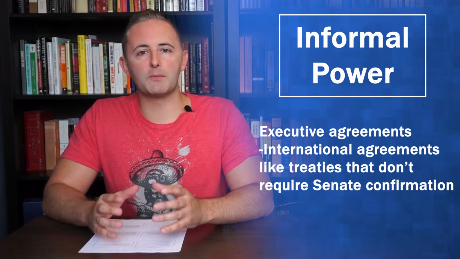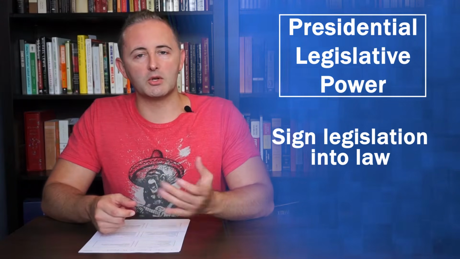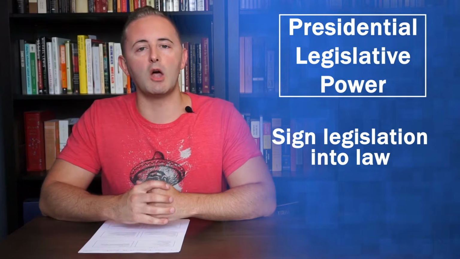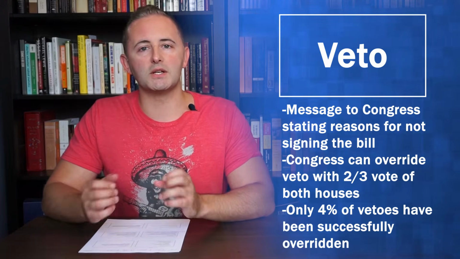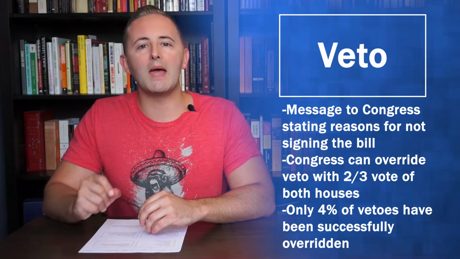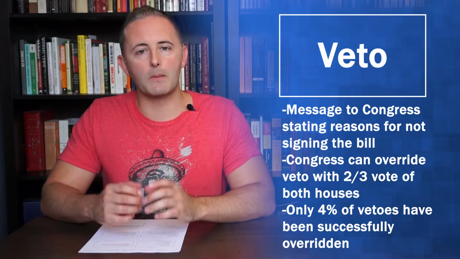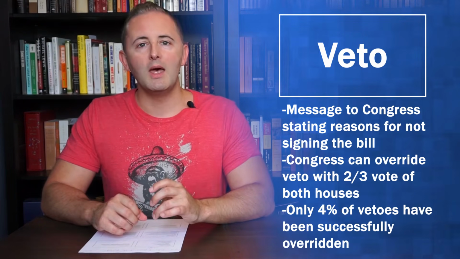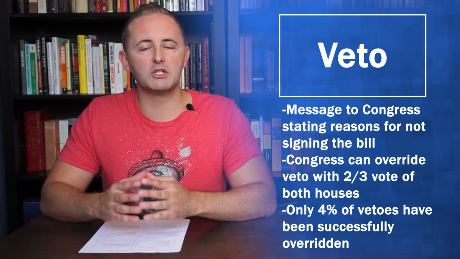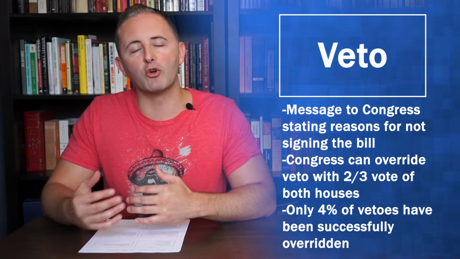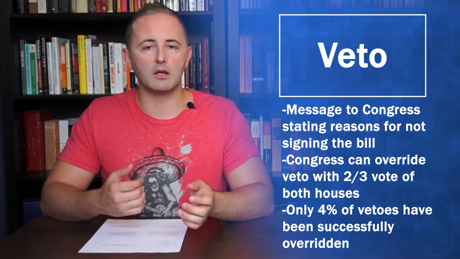Now, there are certain powers the president has in the area of legislation. First of all, the president can sign a bill into law. So Congress passes it, the president signs it, it becomes a law. The president can also veto a law. A veto is a message to Congress rejecting the bill, telling them why he didn't sign it into law. It's important to remember that Congress can override the president's veto by a 2/3 vote. However, this rarely happens. Historically, only about 4% of all presidential vetoes have actually been successfully overridden. So usually a veto is a pretty strong check the president has on Congress.